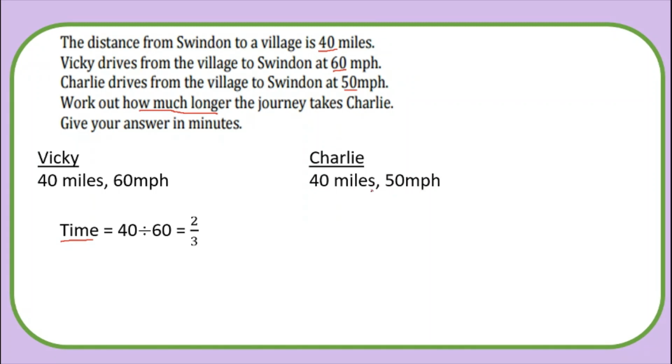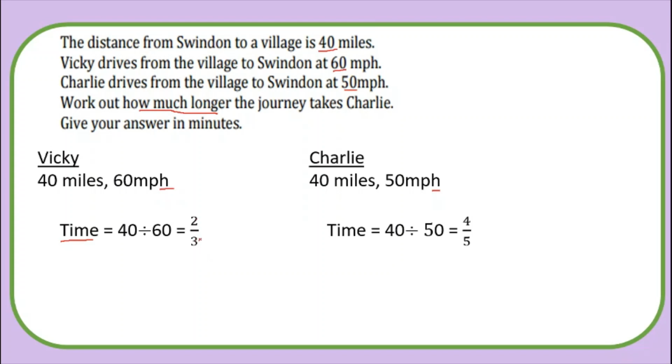Okay, ever so slightly slowly. Now, what you need to bear in mind is take a moment and think about that. If Charlie is driving slower, he should take longer. So if he ends up being faster, double check your maths. His time, 40 divided by 50, gives me 4/5. Now these are both hours, okay, because we were dealing with miles per hour. So these are hours.